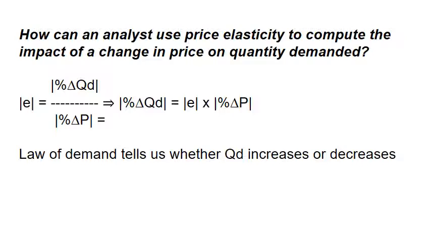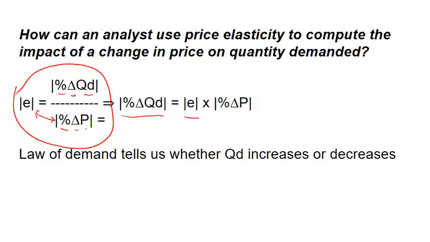We can use elasticity to compute the percentage change in quantity demanded. Here's a little formula written sort of mathematically. The absolute value of elasticity is the absolute value of the percentage change in quantity demanded divided by the absolute value of the percentage change in price. Simple cross multiplication lets you solve for the numerator. The absolute value of the percentage change in quantity demanded equals the absolute value of elasticity times the absolute value of percentage change in price. The law of demand tells us whether the quantity demanded is increasing or decreasing.